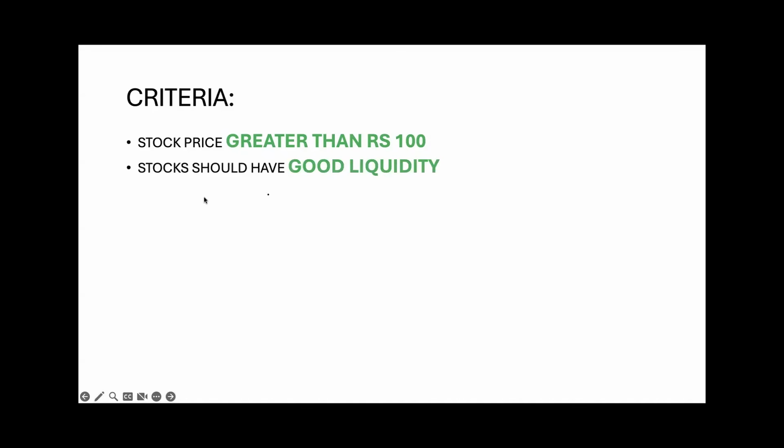And the second criteria, stock should have good liquidity. What is the meaning of good liquidity? Liquidity means volumes. Okay, when there is good liquidity, that means there will not be much difference between the bid and ask, so you will not have slippage when you are buying or when you are selling.